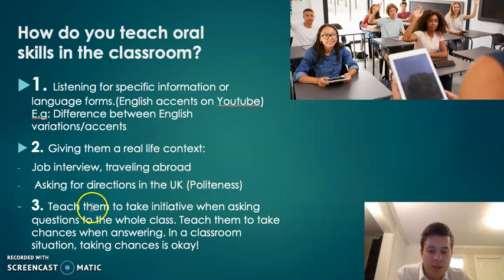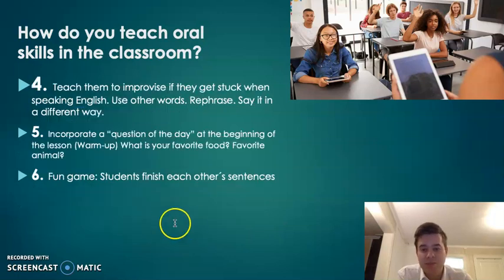Or you can teach them to take initiative when you as a teacher ask them questions in the class. So we need to teach them to take chances when answering. In a classroom situation, we need to convey to them that taking chances and even making errors is completely okay, and it's part of the learning process.